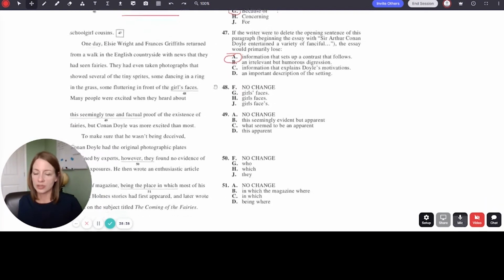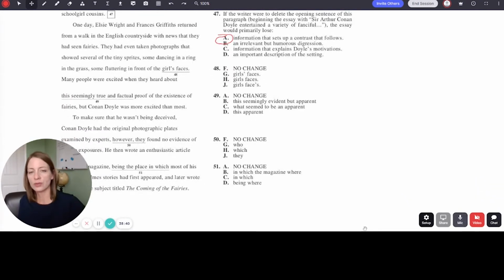Okay. So now we're looking at the girls. So are we many girls? Unless this girl has two heads, it's not going to be girls, the one girl's faces. And if F was correct, it would be a girl with multiple faces, right? One girl possessing multiple faces, like a two-headed person.